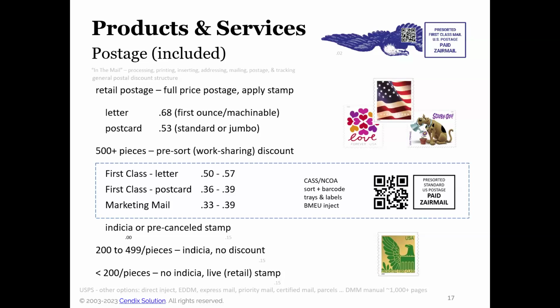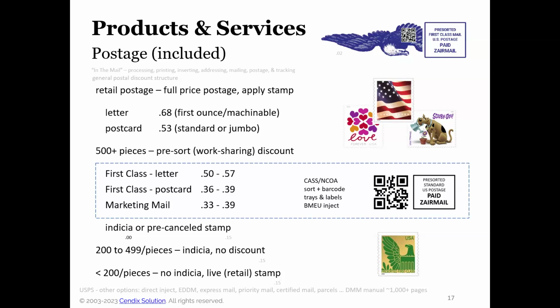If we have between 200 and 499 pieces, then we can still use an indicia, which saves some time, but there's no postal discount. So you're going to pay full retail postage, the numbers at the top. And if it's less than 200 pieces, we can't use the indicia. Once again, this indicia is a little box that says pre-sorted standard US postage paid. The advantage to us of using the indicia is we can print it right on the envelope. So it saves time and effort.